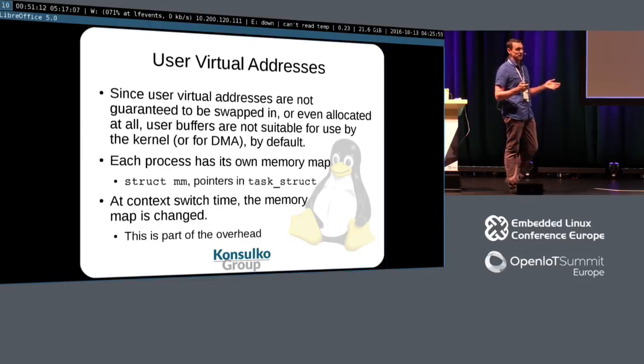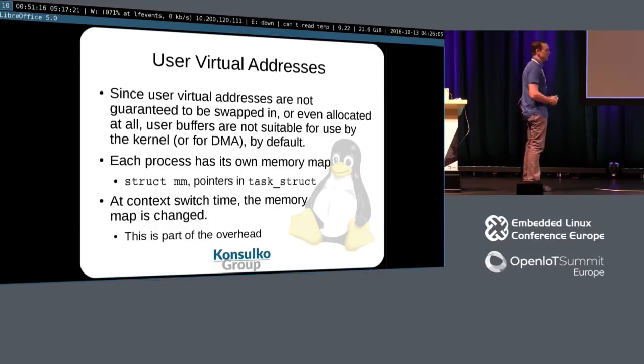So what does this fundamentally mean? Since things can be moved around on you and swapped out, you can't use it for DMA. You can't malloc memory and then try to DMA to that virtual address. There's not going to be a stable backing behind it.